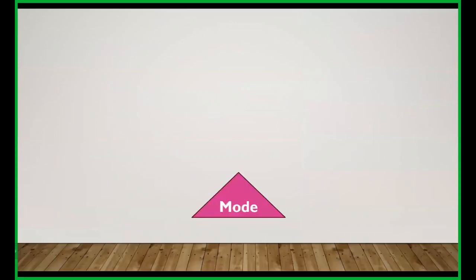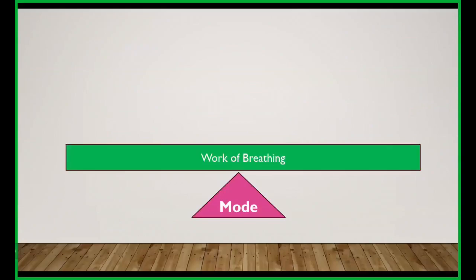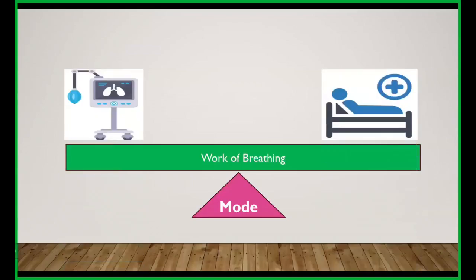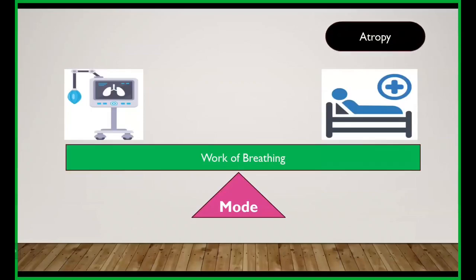Okay, now, how is this mode going to act on your work of breathing? This mode acts as a fulcrum on the lever of the work of breathing. So it has to have a proper balance between the patient and the ventilator. When the work of breathing is decreased, it will lead to atrophy on the patient side. And when the work of breathing is increased, it will lead to fatigue on the patient side.